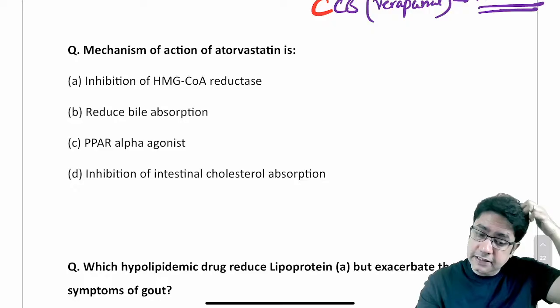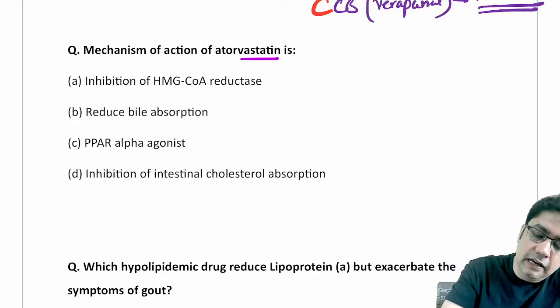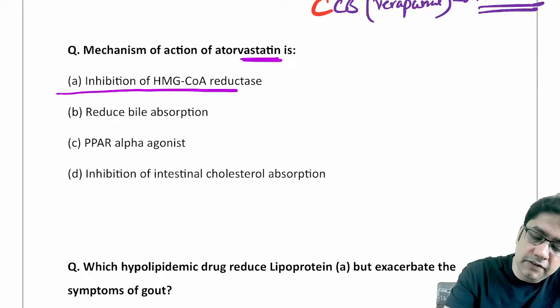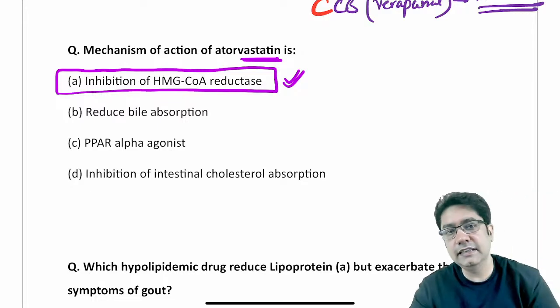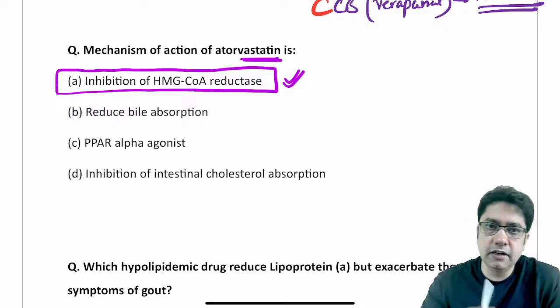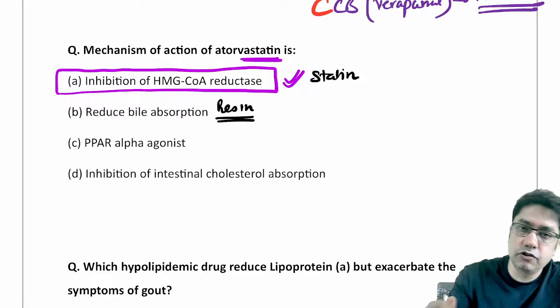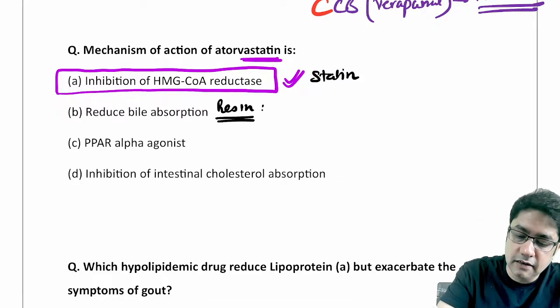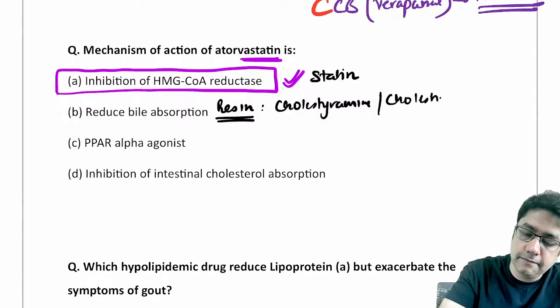So, mechanism of action of atorvastatin. Remember, atorvastatins are lipid lowering drugs and they inhibit which enzyme? They are competitive inhibitors of HMG CoA reductase enzyme. Okay? Atorvastatin, rosuvastatin. Which drug reduces bile acid absorption? The drugs which reduce bile acid absorption and reduce cholesterol levels in the body are resins. Resins start with the word cholestyramine, colestipol, etc.